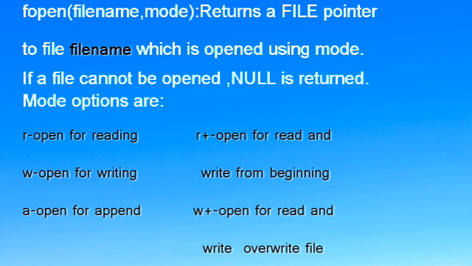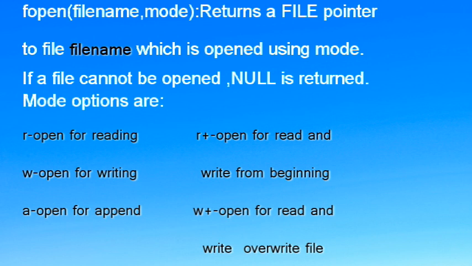So we have one mode, that is R. When you are writing R, that is opening for reading. Then we have W, open for writing. A, open for append. What is meant by append? Appending means adding the content after the already existing content in the file.